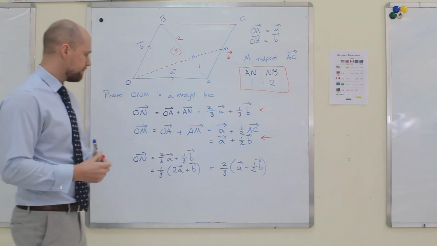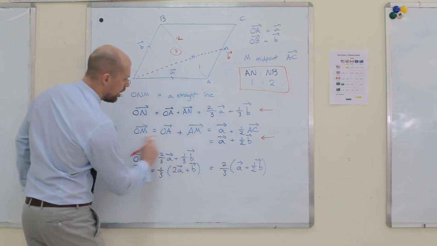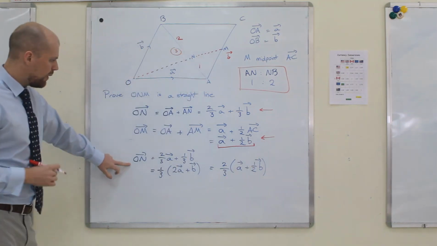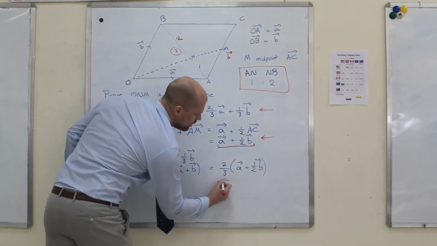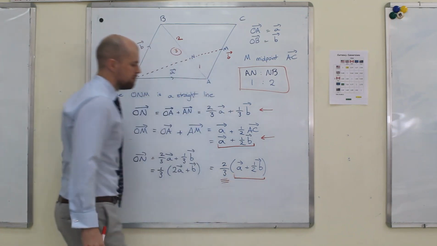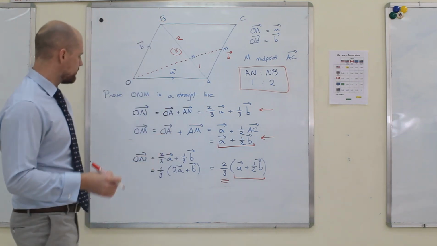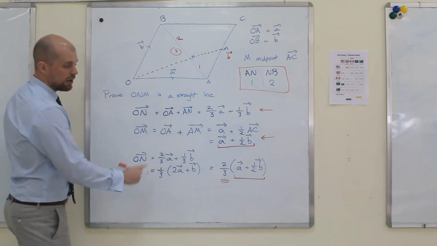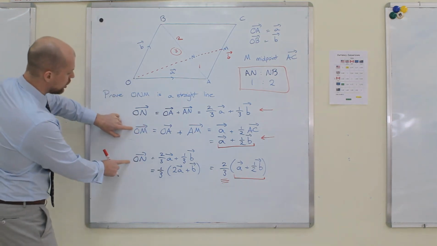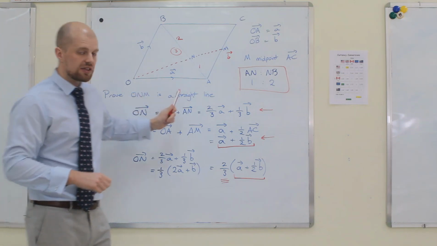But it doesn't matter. Now, finally, you can see that OM is A plus 1/2 B, and ON is some number, doesn't really matter what it is, times A plus 1/2 B. Therefore, they are scalar multiples of one another. So you write down ON and OM are scalar multiples. They share the common point O, and therefore ONM is a straight line.